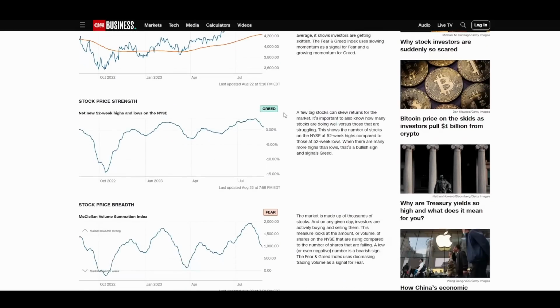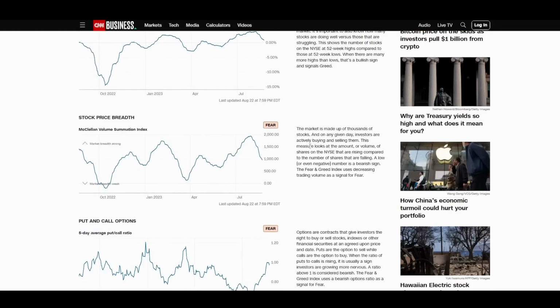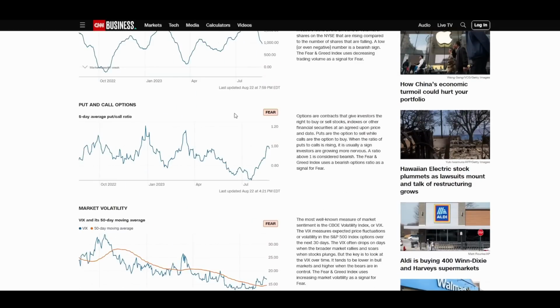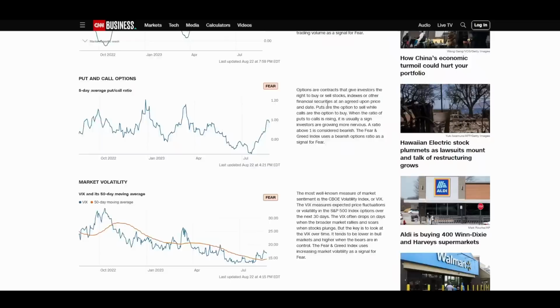Stock price strength showing greed. Breadth is weakening, showing fear. Put to call ratio, again, showing fear. We're getting very close to that 1.1 reading that I talked about, guys, where we tend to get market bottoms.